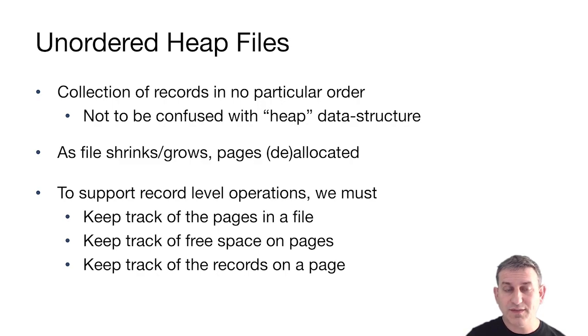This is just a file on disk with a collection of records in no particular order. And in a database heap file, as the file shrinks and grows, pages are allocated and deallocated. And to support these record level operations, we must be able to keep track of what pages are in our file, where's the free space on these pages so we can accommodate inserts, and where are the records on each page so we can go get them.